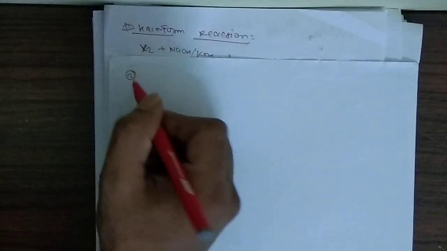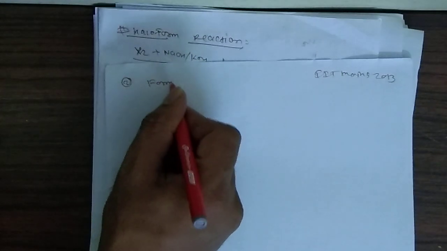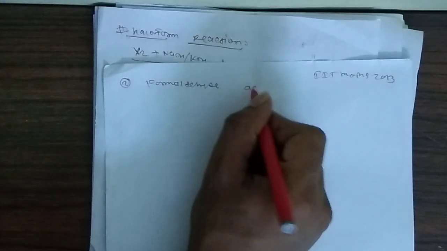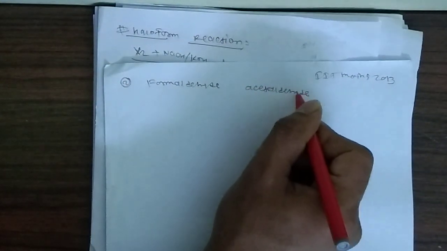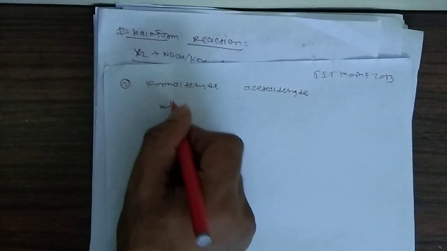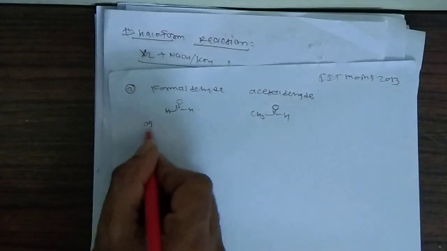Now the next question. The previous question was asked in JEE 2026. Now this question was asked in IIT Mains 2013. The question is that formaldehyde can be distinguished from acetaldehyde by using which type of reagent? Formaldehyde, what is the structure of formaldehyde? And this is acetaldehyde.